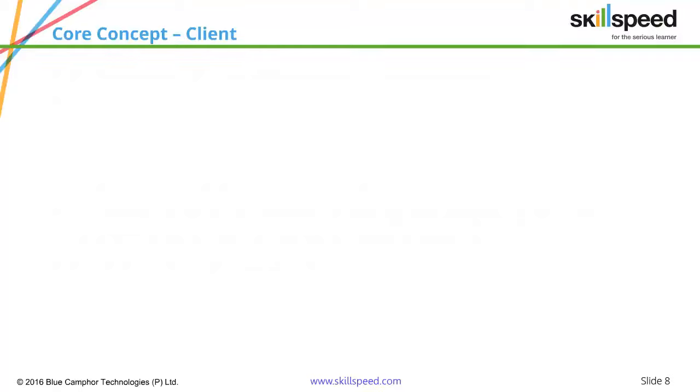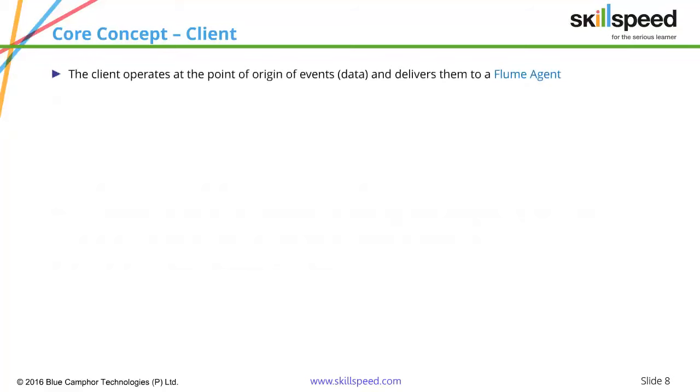So let's see what the role of something called a client is. The basic idea about a client is that it operates at the point of origin of data and delivers them to a Flume agent. So in designing the Flume architecture, you want to decouple the Flume agent from the place where the data is getting generated. For example, you might have a web server where log files are getting generated, and then a Flume agent which is sitting on another server.